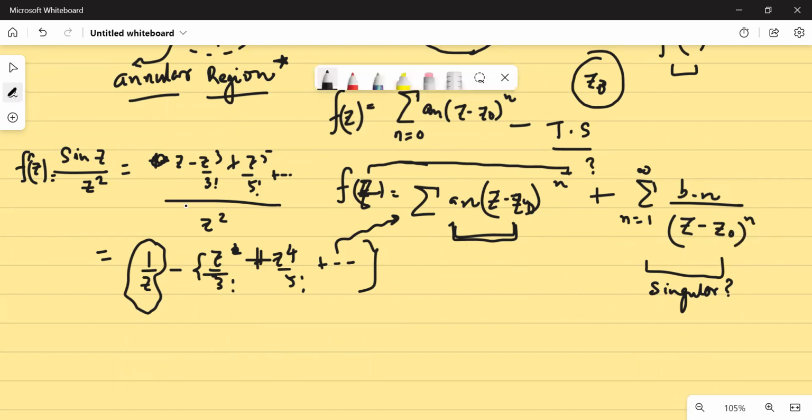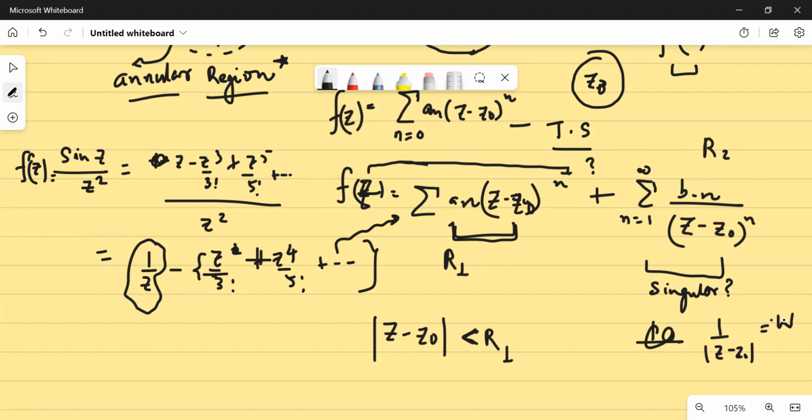So let's say this is your power series. This power series is convergent in R1, and let's say the other converges in R2. So this particular series would be convergent for mod z minus z naught less than R. Okay, absolutely fine. And this other series will be convergent when I write 1 upon z minus z naught, mod, as some W, isn't it? So this will be convergent for all mod W less than R2. Do you accept this?